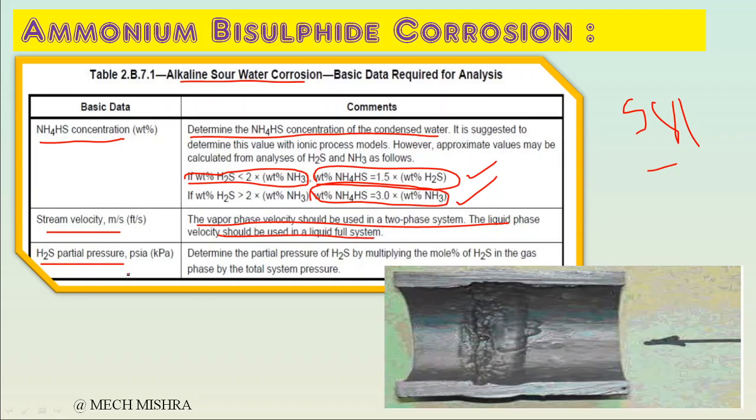Then for H2S partial pressure in kPa, they determine the partial pressure of H2S by multiplying the mole percent of H2S in the gas phase by the total pressure in the system. So you have to multiply the mole percent of H2S by the total pressure of the system. You will get the partial pressure of H2S. So this is how you have to calculate.